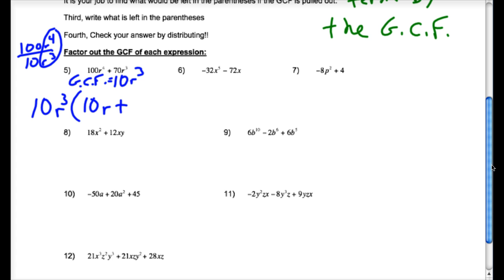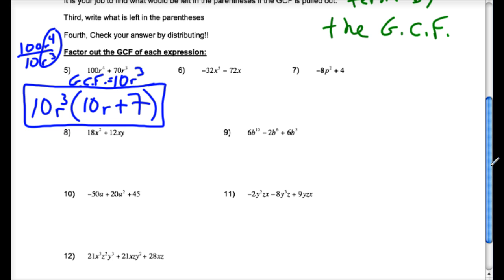And then wouldn't it be... And your parenthesis. Yeah, just box it. And now, here's what you have. Besides checking your work by doing the distributive property, I want you guys to look inside the parentheses. What's inside the parentheses here? 10r plus 7.